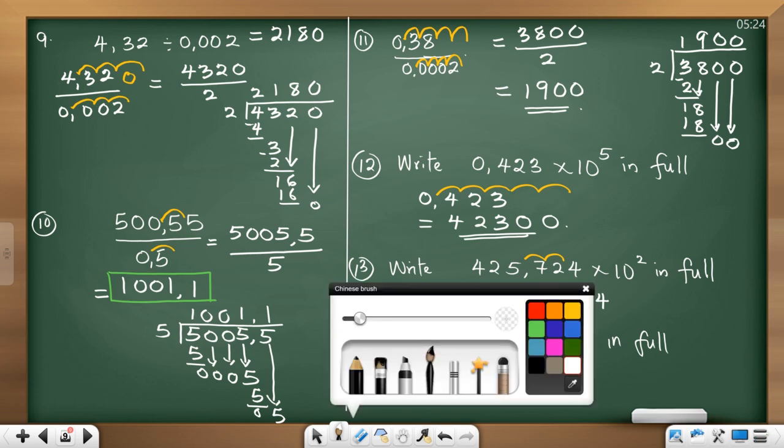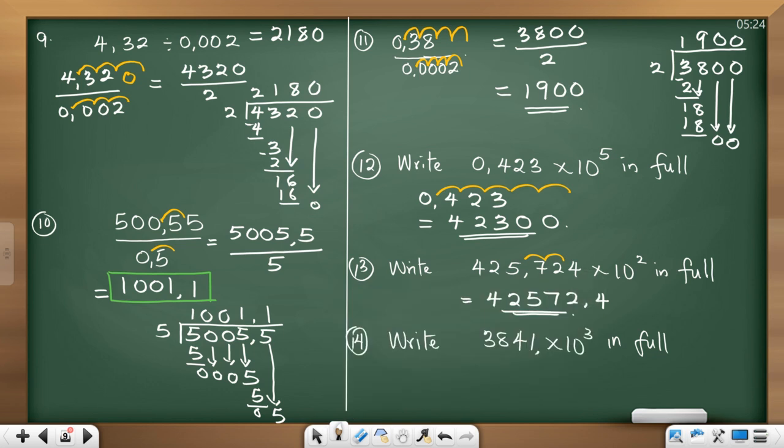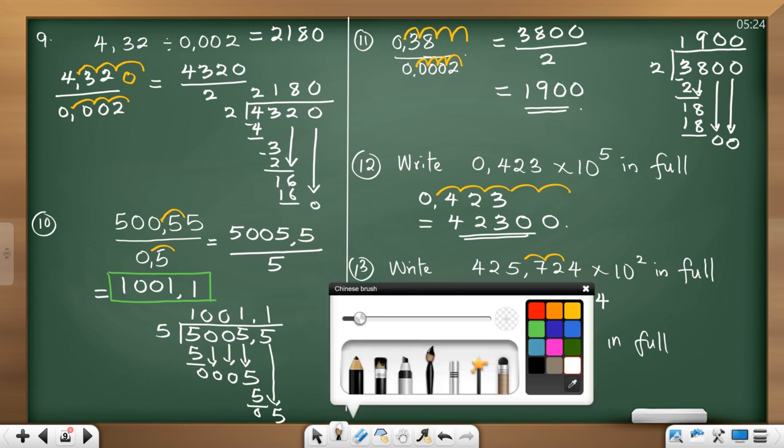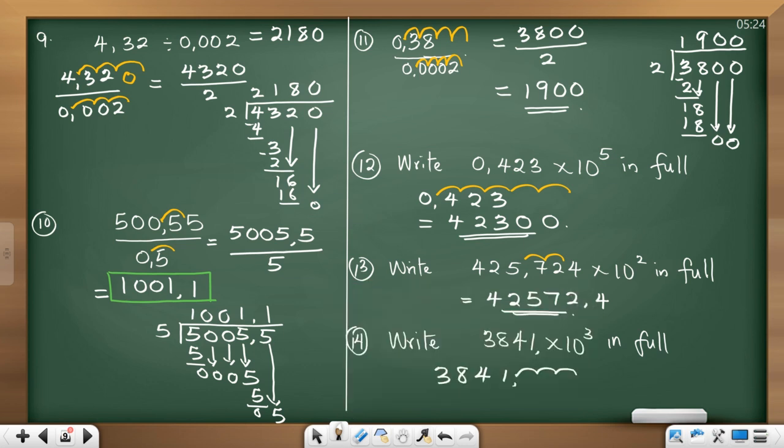So what are we doing? We're actually moving it how many times? 3 times. So this is what I have: 3, 8, 4, 1. My comma is right there. Move it 3 times: 1, 2, 3. Which means I need to fill the gaps with how many zeros? 3. So 3, 8, 4, 1. There are 3 gaps there: 0, 0, 0.